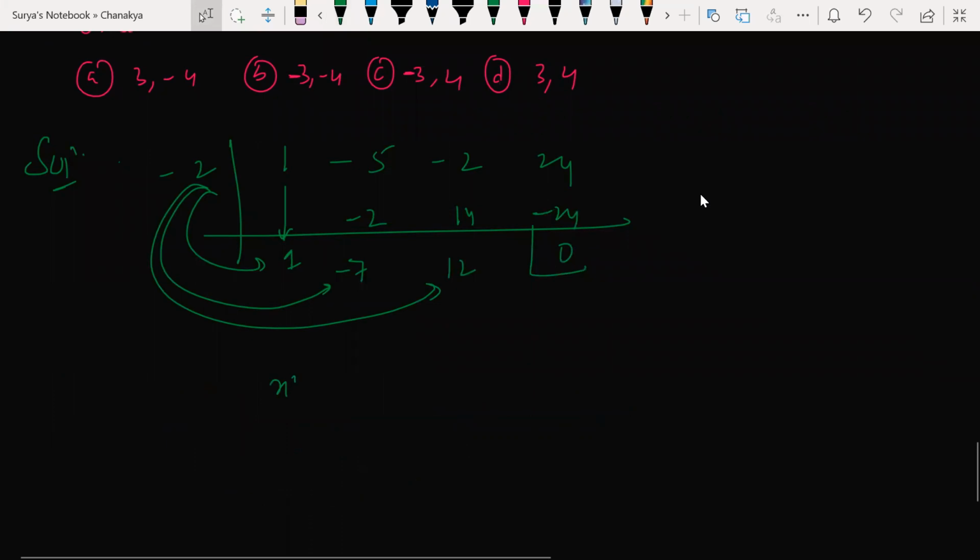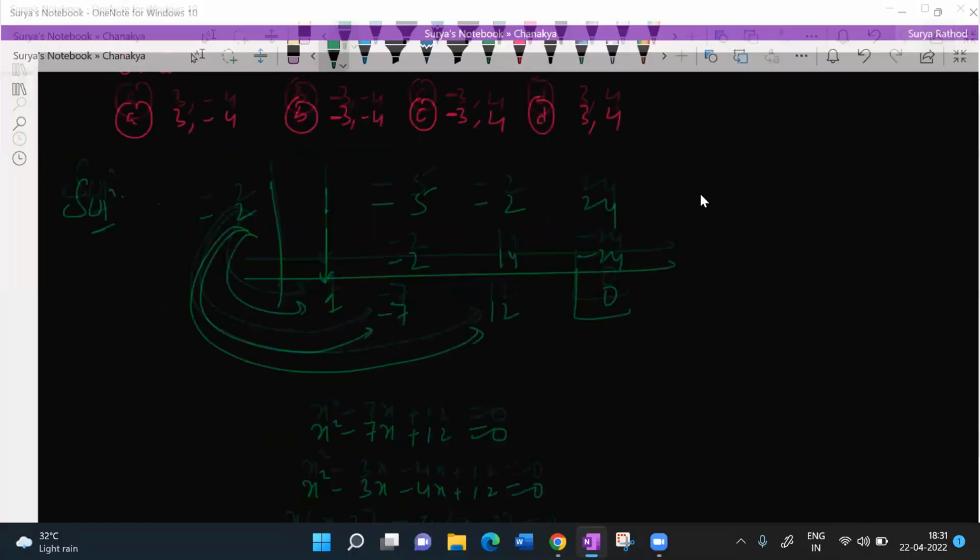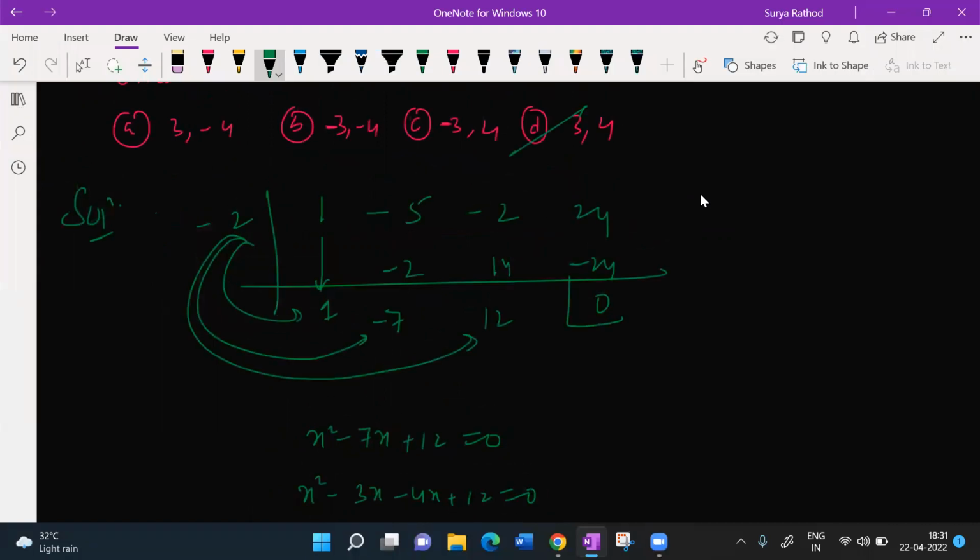So x square minus 7x plus 12 is equal to 0. Factorize this: x square minus 3x minus 4x plus 12 is equal to 0, beta. So x into (x minus 3), I took x common from the first two terms, and I took minus 4 common from the last two terms. So x is equal to 3 and x is equal to 4. These are the two answers. So 3 comma 4 is the answer. Option D is correct. Those who have given option D, absolutely right.